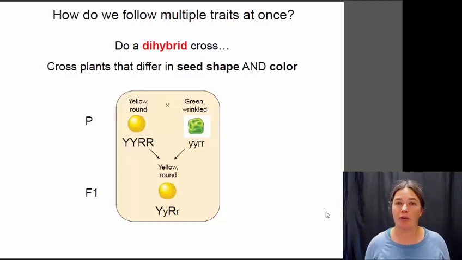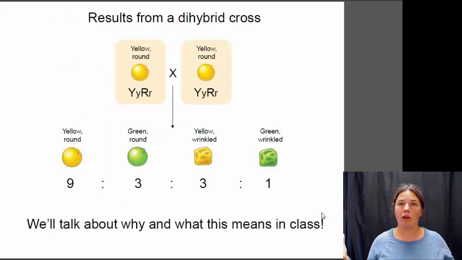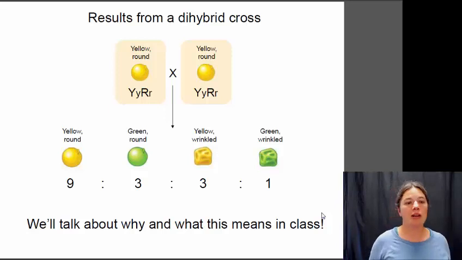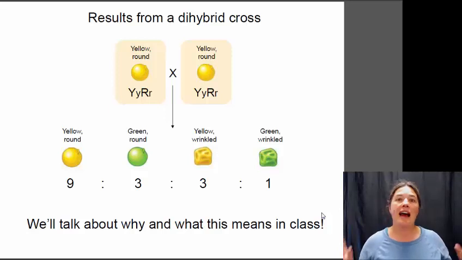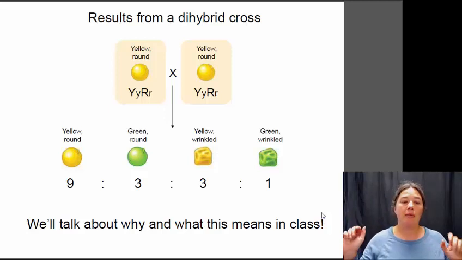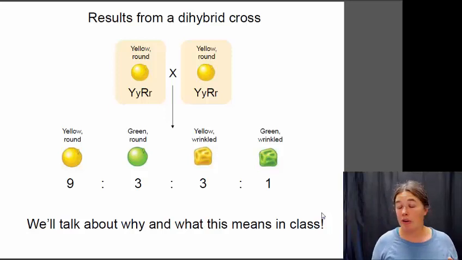Okay? Now, here's the confusing thing. What happens when you cross two of these double heterozygotes together? What do you expect to get? And what turns out to happen is that you get a mix of the different traits. You get some that are yellow and round, some that are green and round, some that are yellow and wrinkled, and some that are green and wrinkled, and they occur in a 9:3:3:1 ratio. Now we're going to explain how this works and why this works in class, and we'll do a Punnett square for this in class, and I hope to see you there on Monday.